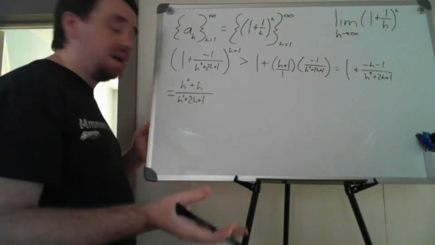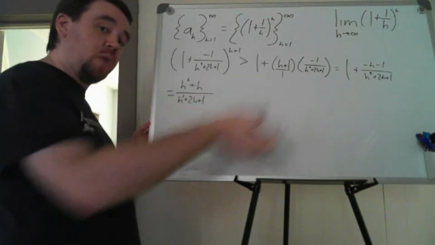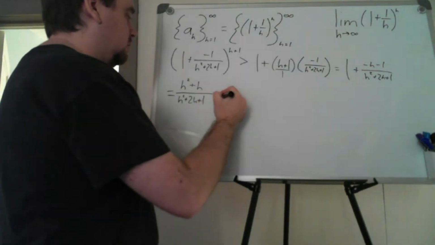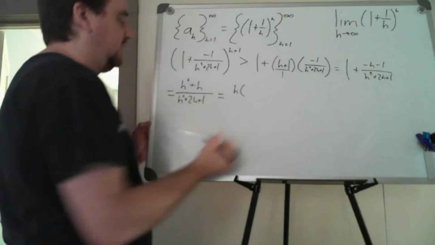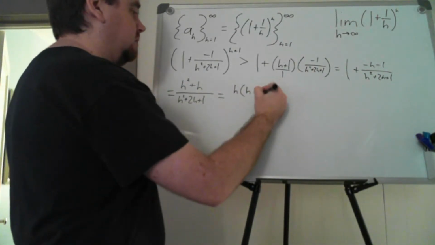Now, the next thing I recognize is that both of these terms have an h in them, so I can factor that out. And then I write the leftovers. I've got an h left over here, and I've got a 1 left over here.